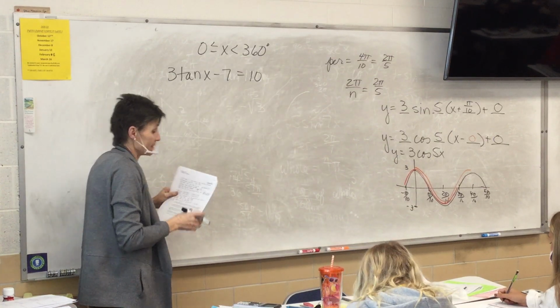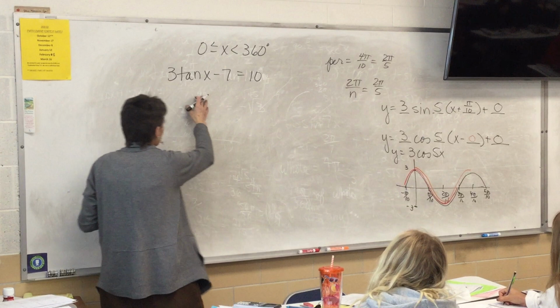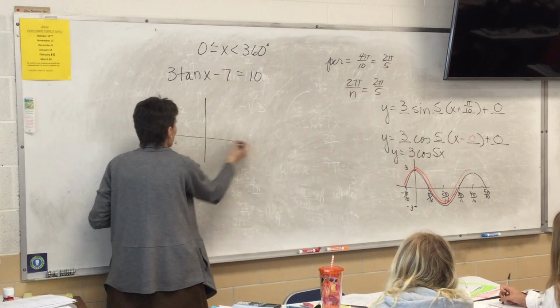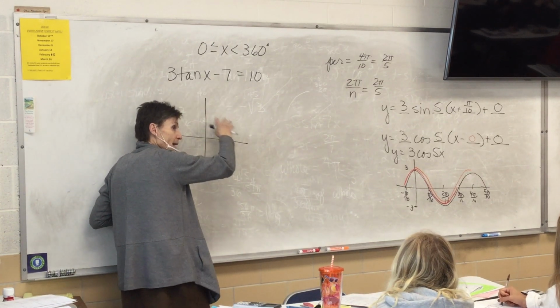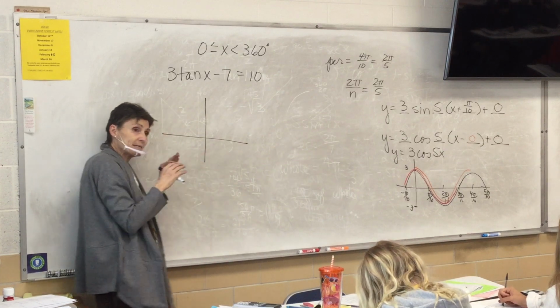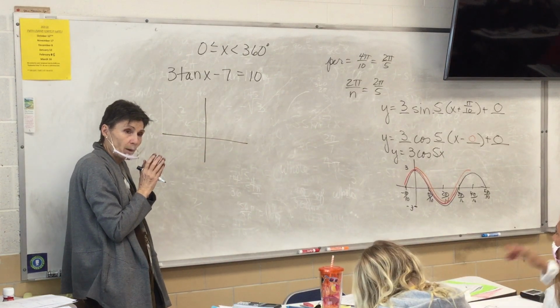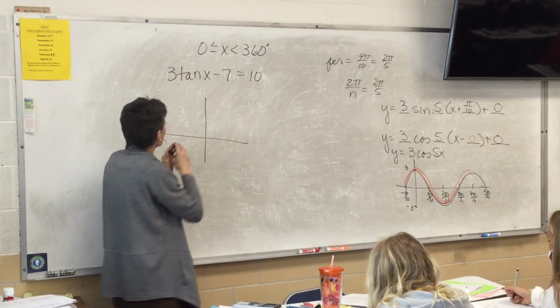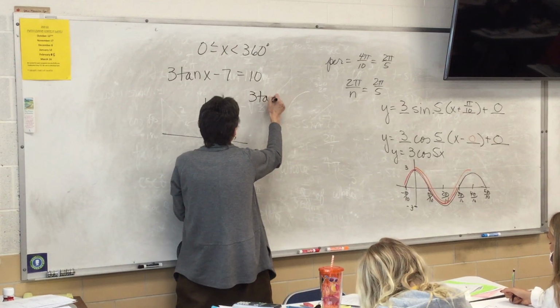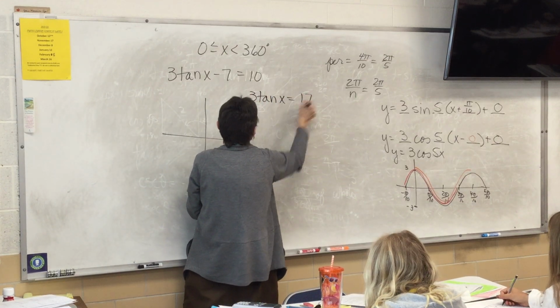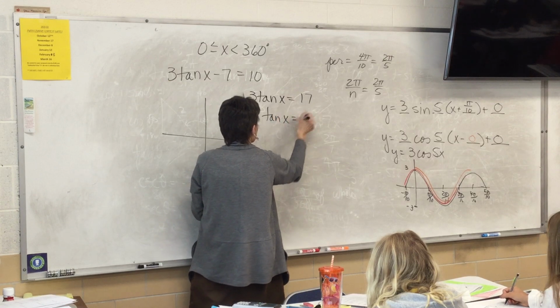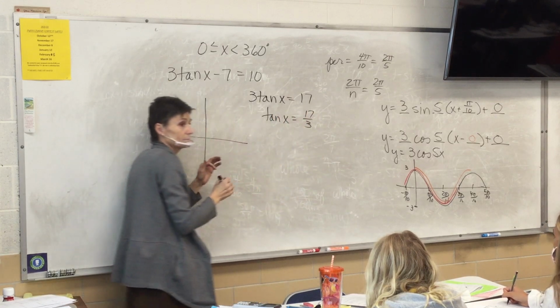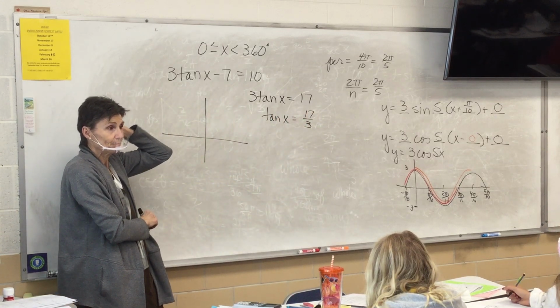And secondly, it tells me that my answers can be found all the way around. So I might get more than one answer to the problem. So let's solve it and see. This says 3 tan equals 17. So tangent equals 17/3. Would you agree with that?